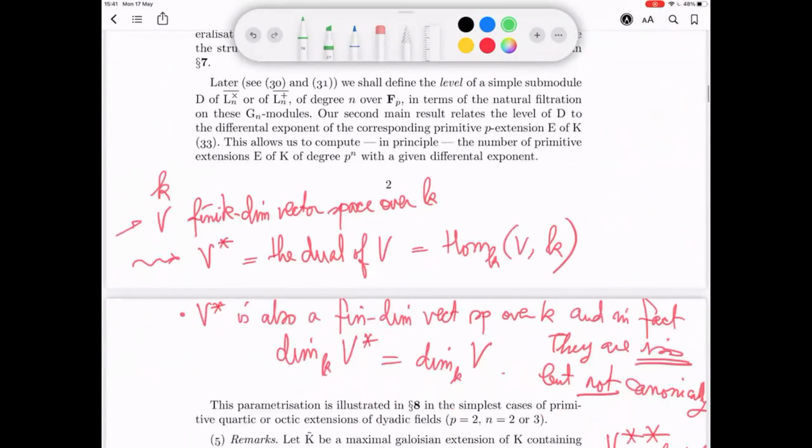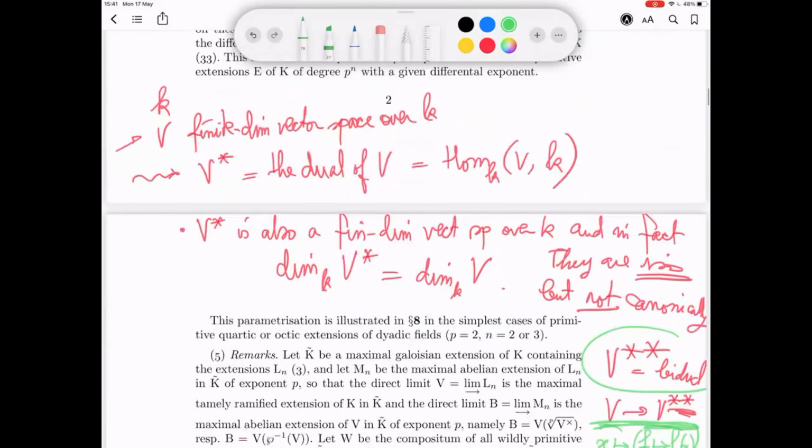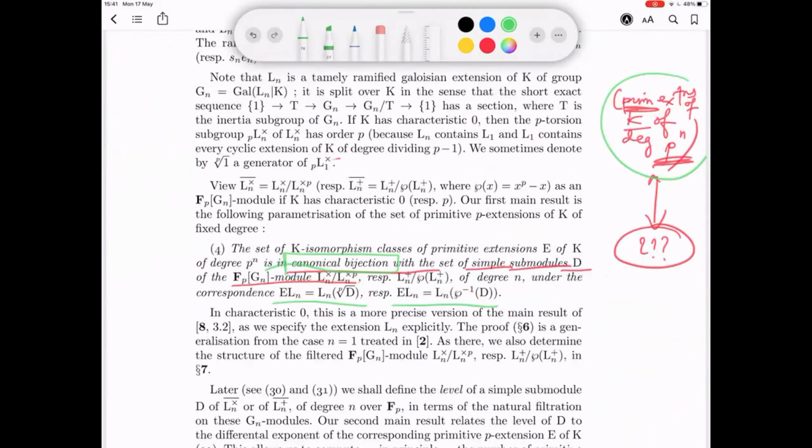But this bidual, I have a canonical isomorphism between V and this bidual. Similarly, when I say that there's a canonical bijection here, what I mean is that I'm going to give you an isomorphism which does not depend upon any choices. I'm going to write down an isomorphism between these two sets. That is one of the sets, the set I'm interested in. And then there's this other set.